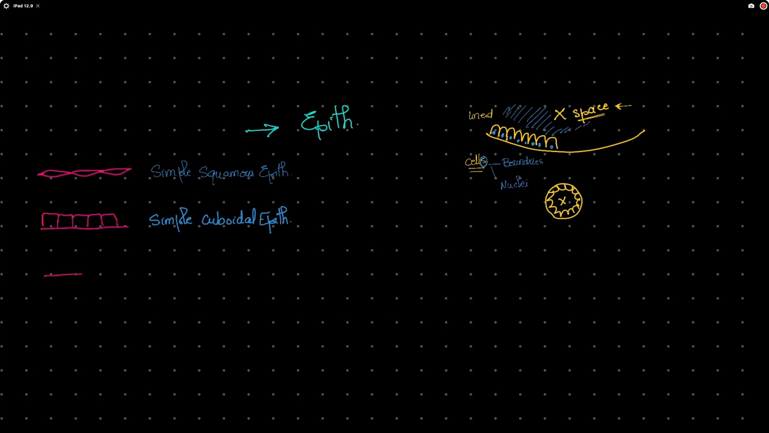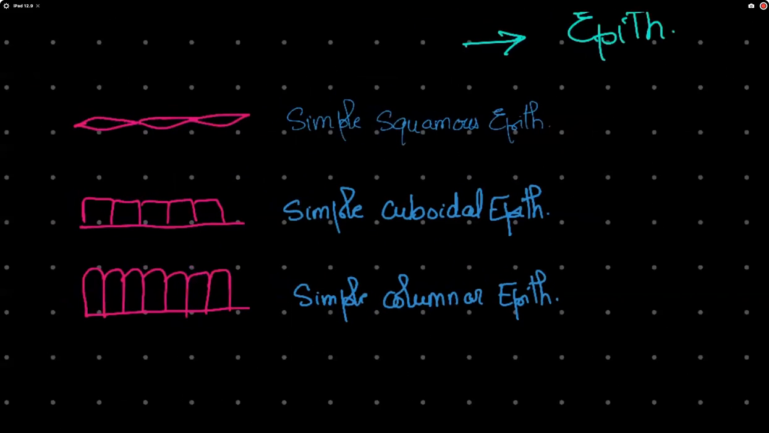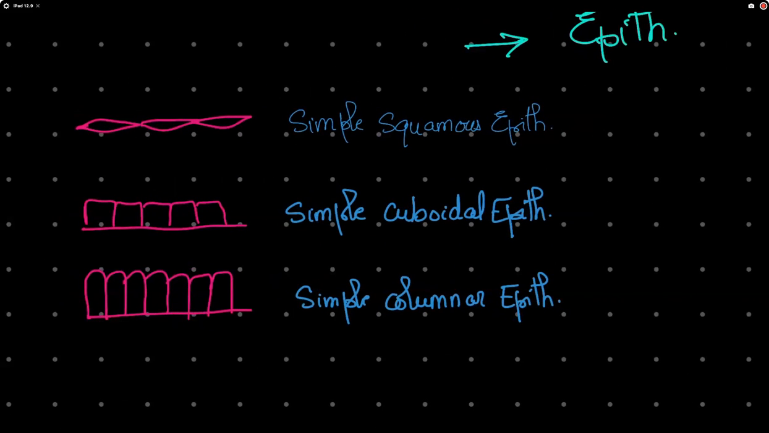If I'm looking at one cell layer whose cells are tall, those are going to be forming my simple columnar epithelium. How to figure out the shape of the cell? We have two ways. Either you check the height compared to the width of the cell.